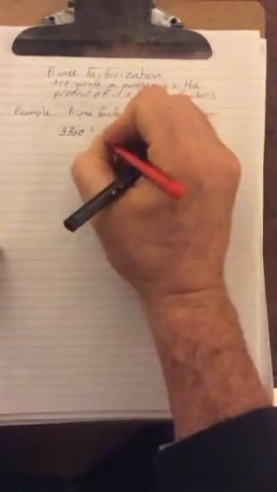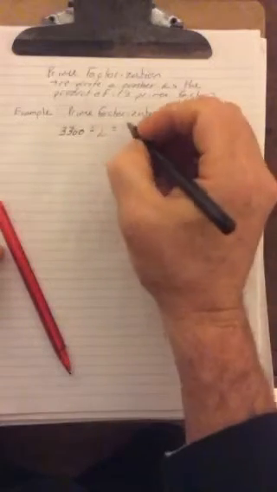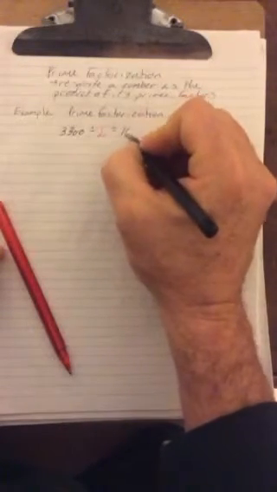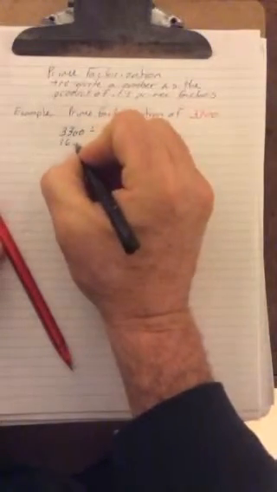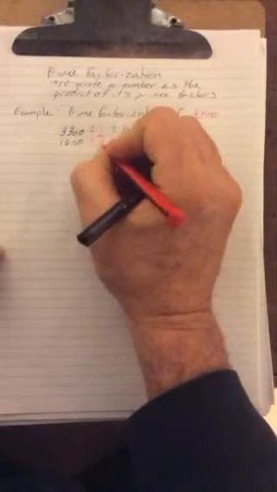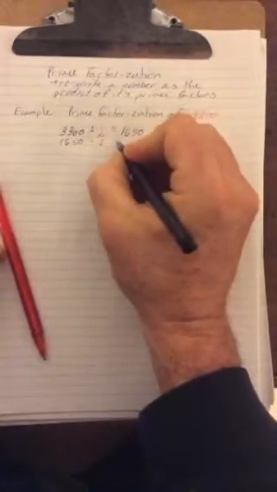And we're going to divide it by 2. And that gives us 1650. Again, is it even? Yes, it is. So we can divide this by 2. 1650 divided by 2 is going to be 825.